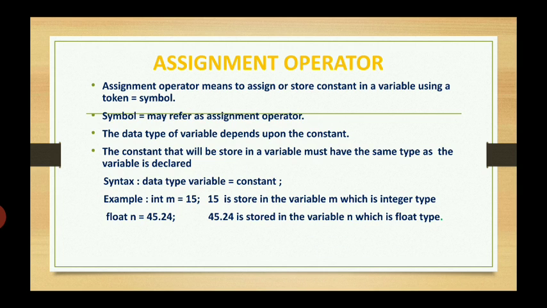Next you can see float n equals to 45.24. So 45.24 is a decimal value. That's why n is declared as the data type float. Float means it will hold decimal values. So 45.24 is stored in a variable n, which is float type.